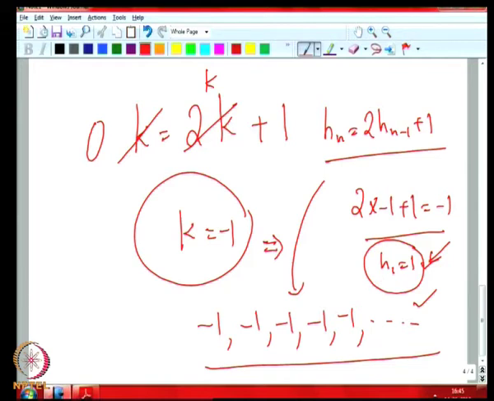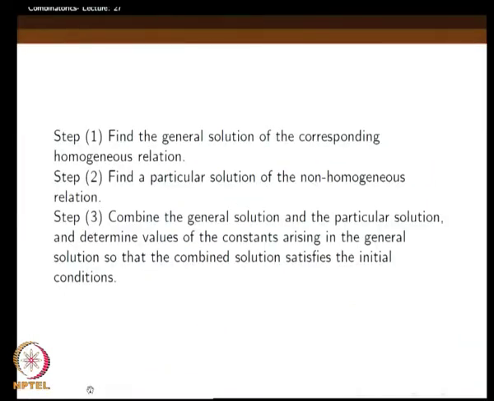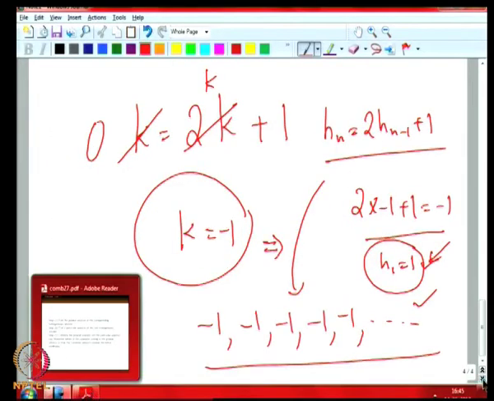So, this is not a correct solution for us, but we can use this particular solution and the general solution to create a lot more solutions. How? Combine the general solution and the particular solution and determine the values of the constants arising in the general solution, so that the combined solution satisfies the initial conditions. This is what we should do. This is the third step.